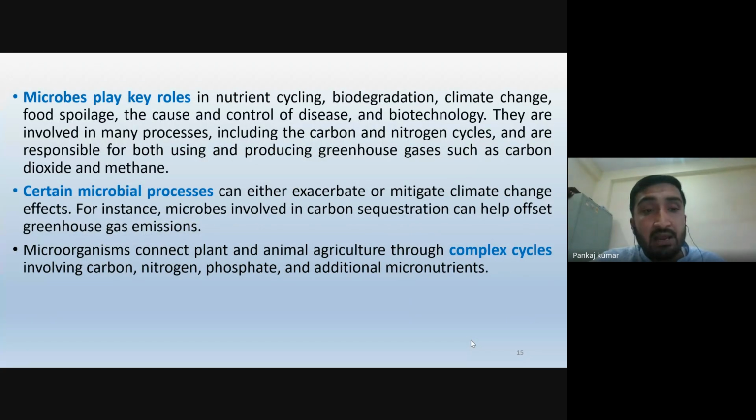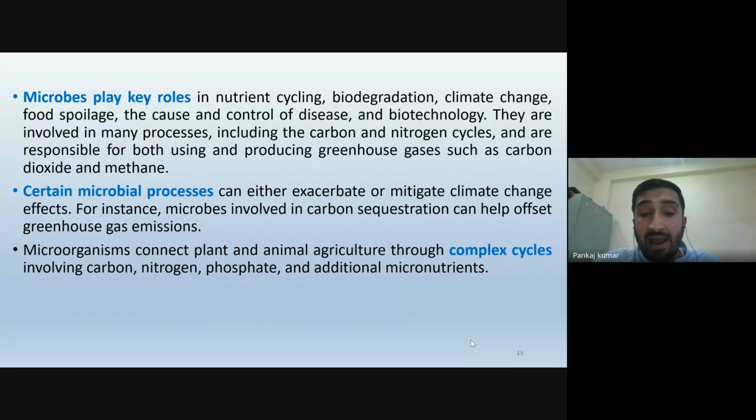Microbes play a key role in nutrient cycling, biodegradation, climate change, food spoilage, cause and control of disease, and biotechnology. They are involved in many processes, including the carbon and nitrogen cycle, and are responsible for both using and producing greenhouse gases such as carbon dioxide and methane. Certain microbial processes can either exacerbate or mitigate climate change effects. For instance, microbes involved in carbon sequestration can help offset greenhouse gas emissions. Microorganisms connect plant and animal agriculture through complex cycles involving carbon, nitrogen, phosphate, and additional micronutrients.